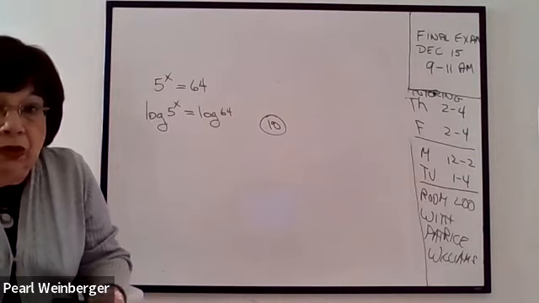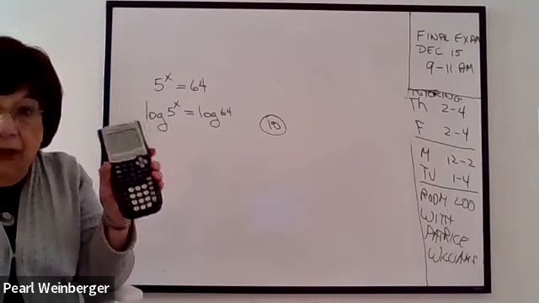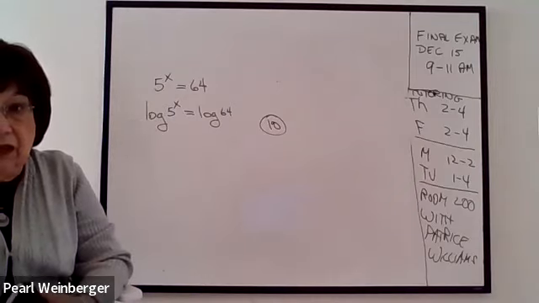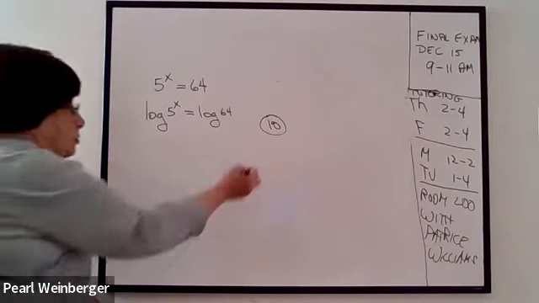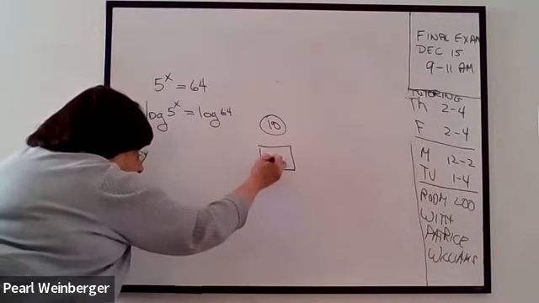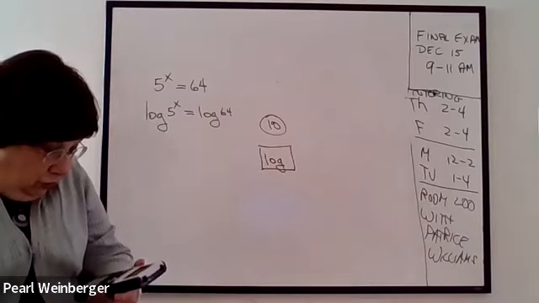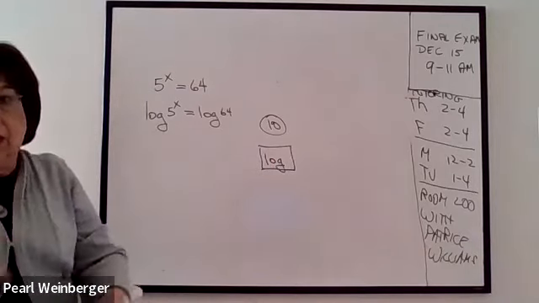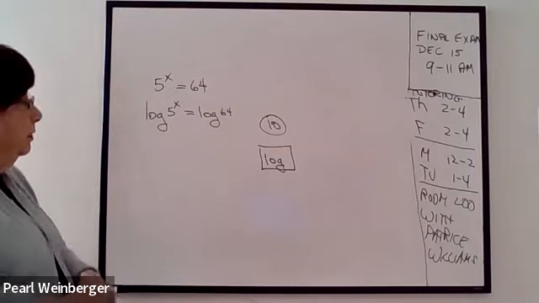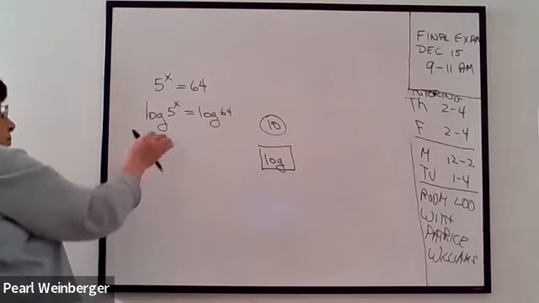And the reason I want to use that base is because that is on my calculator. Every scientific calculator has what's called a log button. It's not IOG, it's LOG. Sometimes it looks like a capital letter, so then it looks better. Okay. Now, what am I going to do?